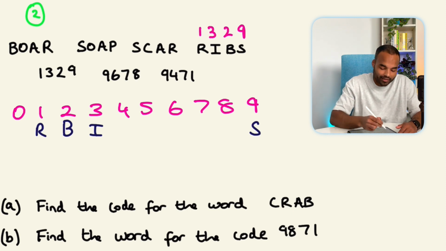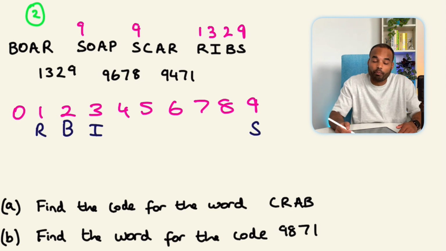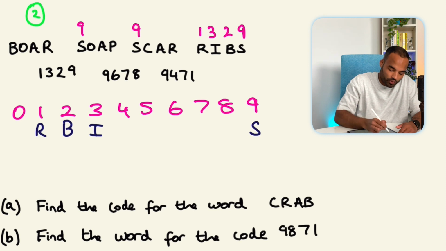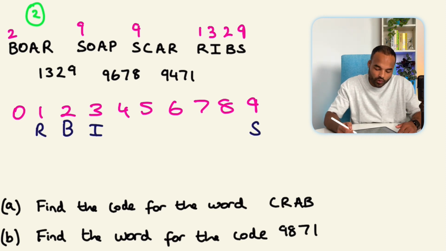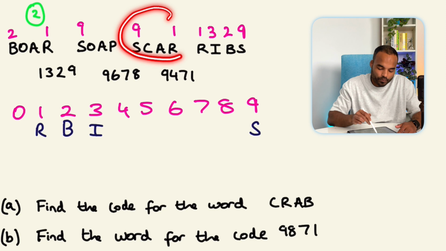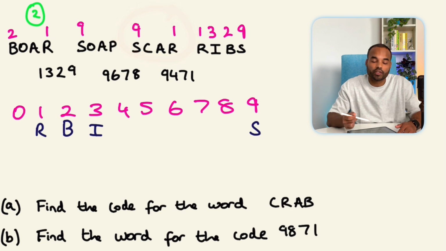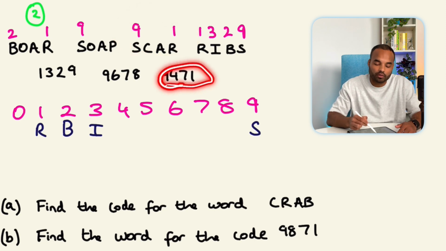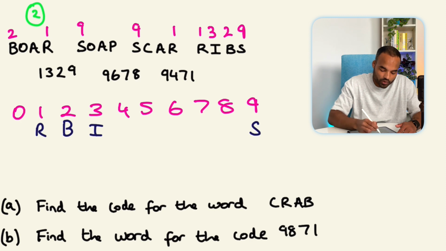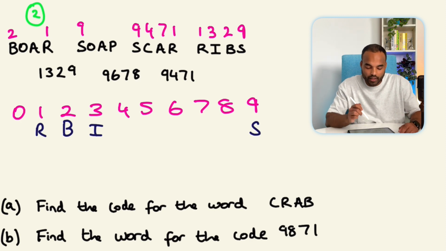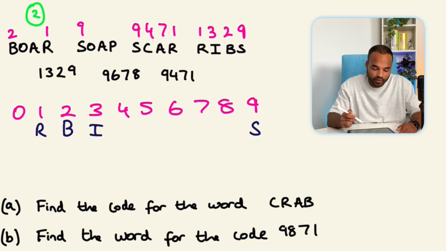Like I said, we know that S is 9, so I'm going to say that's 9, that's 9. We know that B is represented by 2, so I can say that's 2. We know that R is represented by 1. Anywhere else you see an R, stick a 1, so there. Now, this should indicate that the code for SCAR is 9471. We can come back and write that as well, 9471. Again, we can come back to your magic box and start filling that in.